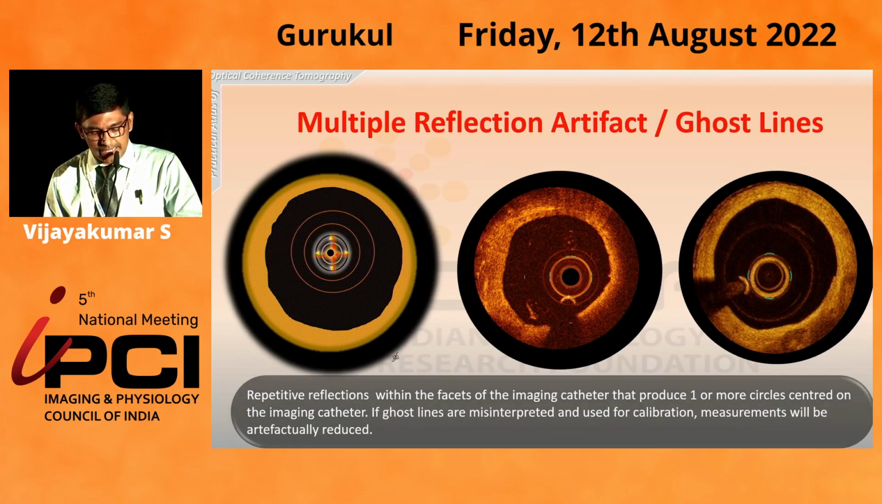So if the ghost lines are misinterpreted and used rather than this one, use this line for your calibration, your measurements are artificially reduced.